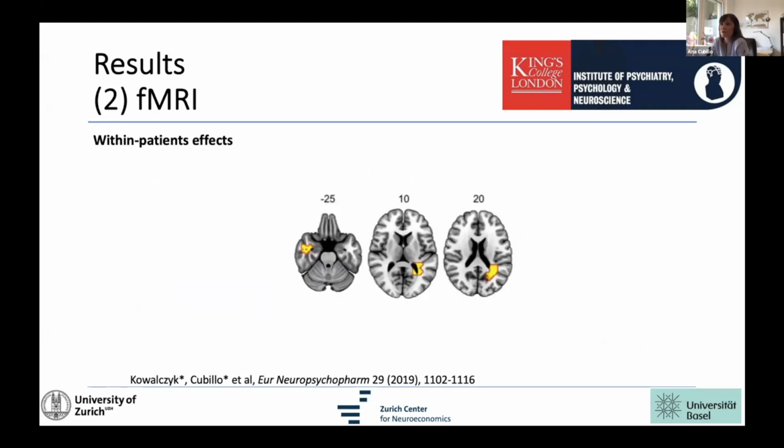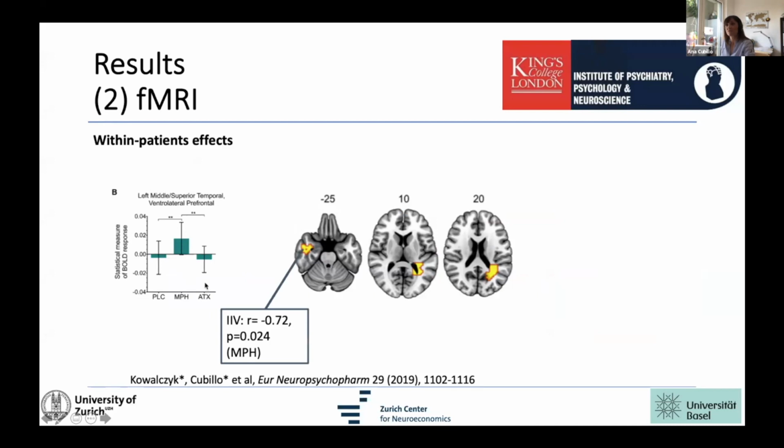And when we go into the within patients analysis, we see there are two clusters where the main effects of medication are observed. One is in the left ventrolateral prefrontal cortex and extending to superior and temporal regions. And this is due to the enhanced activation of methylphenidate, which is the only medication that can upregulate activation in this region and is furthermore associated to better performance in the task with reduced intra-individual variability.